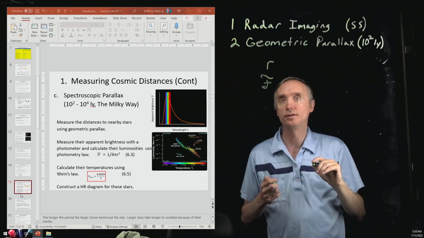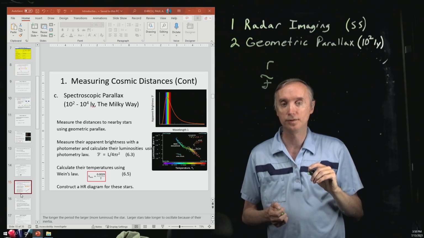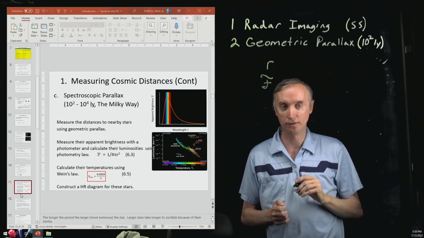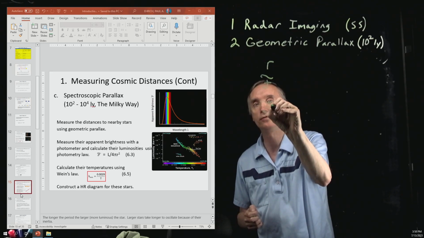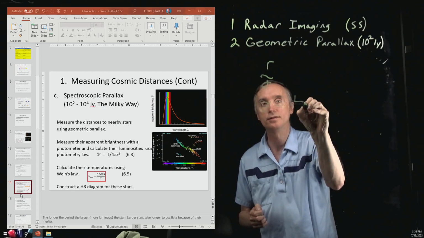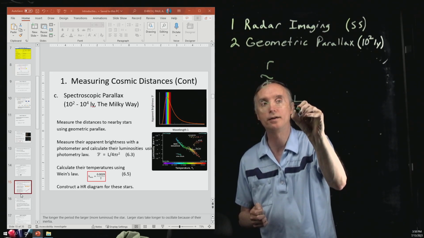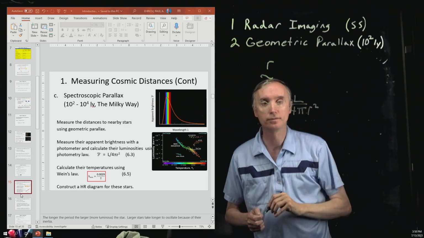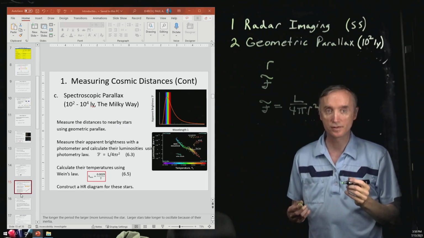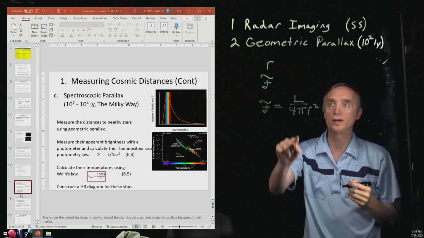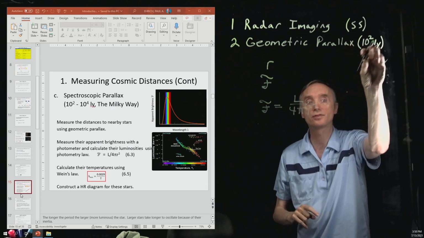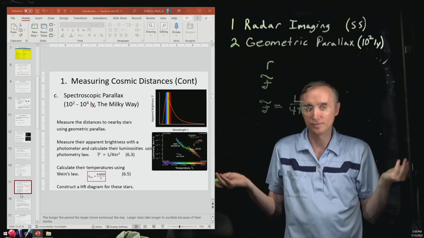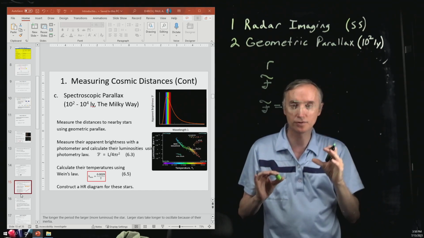Okay, then the next thing that we're going to do is use the photometry law. So the photometry law is F is equal to L divided by 4 pi r squared, where r is the distance to that object. So now we can calculate the luminosity of all of these stars. Okay, still isn't helping us yet, but we're going to get to it.